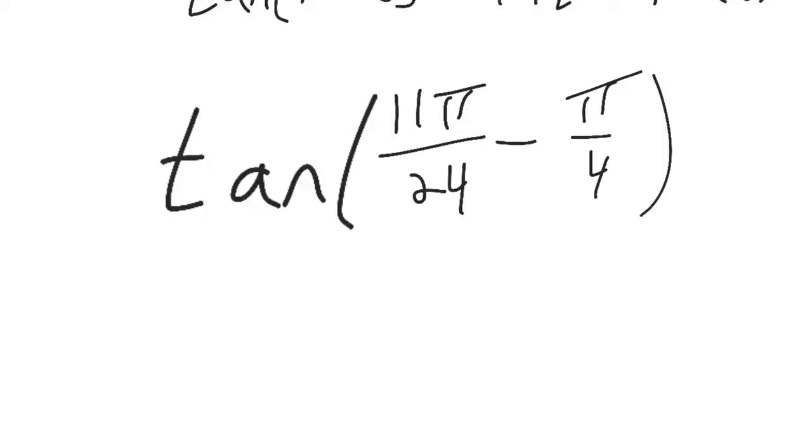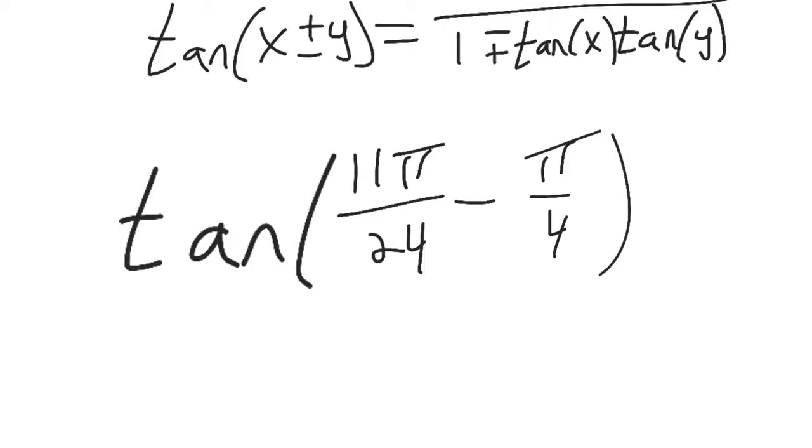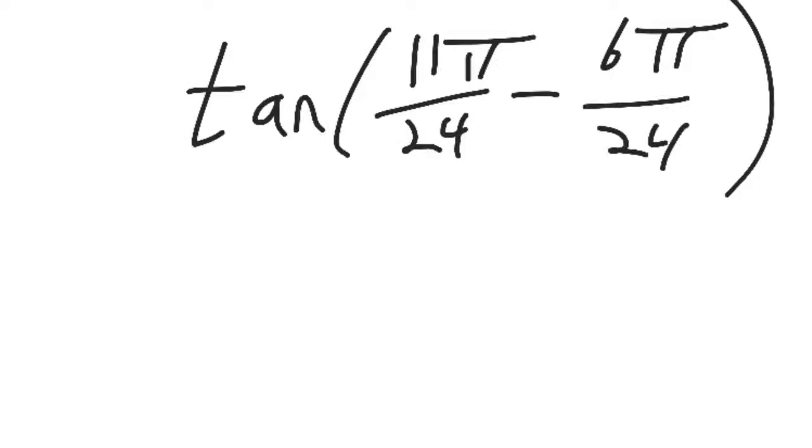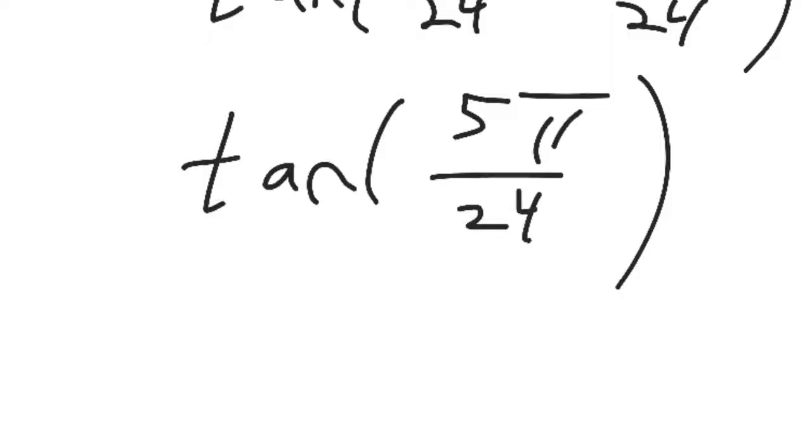So that's what it looks like when you plug in your x and your y that we saw from over there. And then we just have to get common denominators. So now when you subtract those two, your tangent of 5 pi over 24, which isn't something that comes out nice and clean in a calculator.